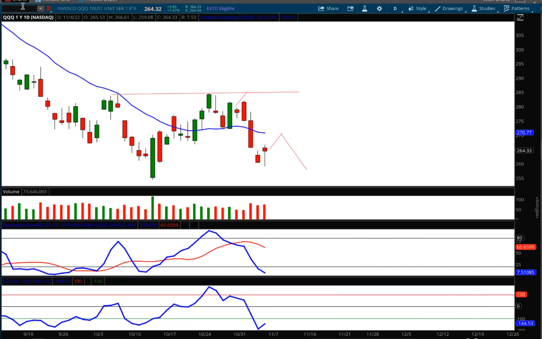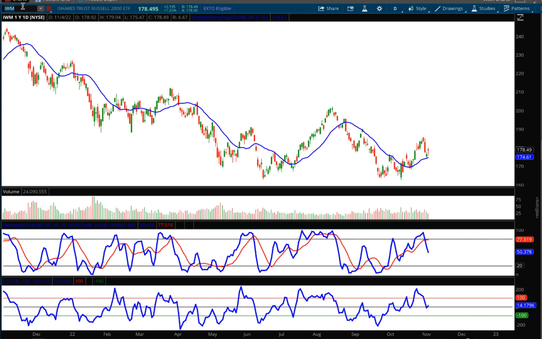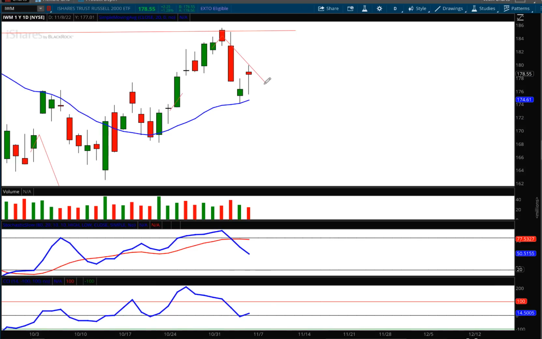Now, if we look at IWM, which is the small cap stocks, we're coming into the close here in about 30 seconds, so I'll try to get this done before the close. You can see that we hit my downside target on IWM after we pivoted from my upside target.